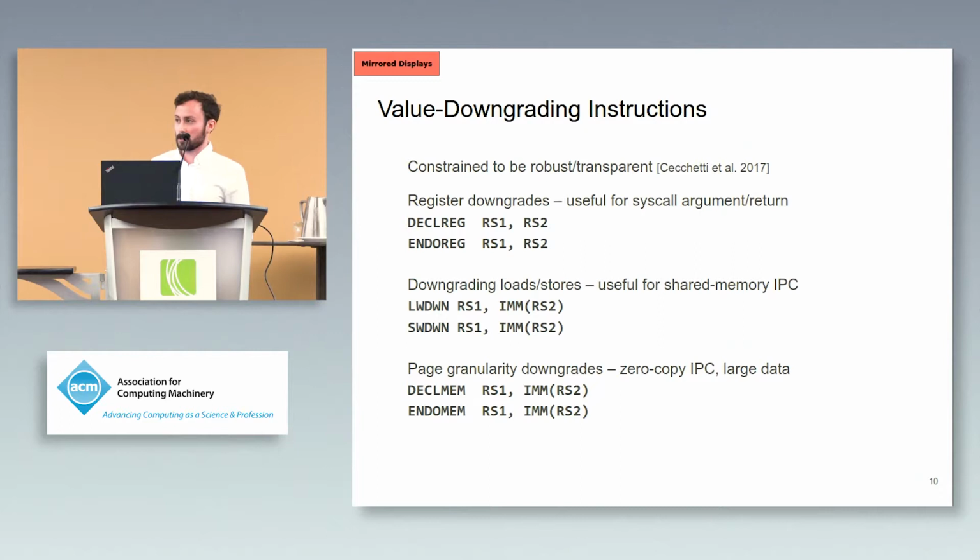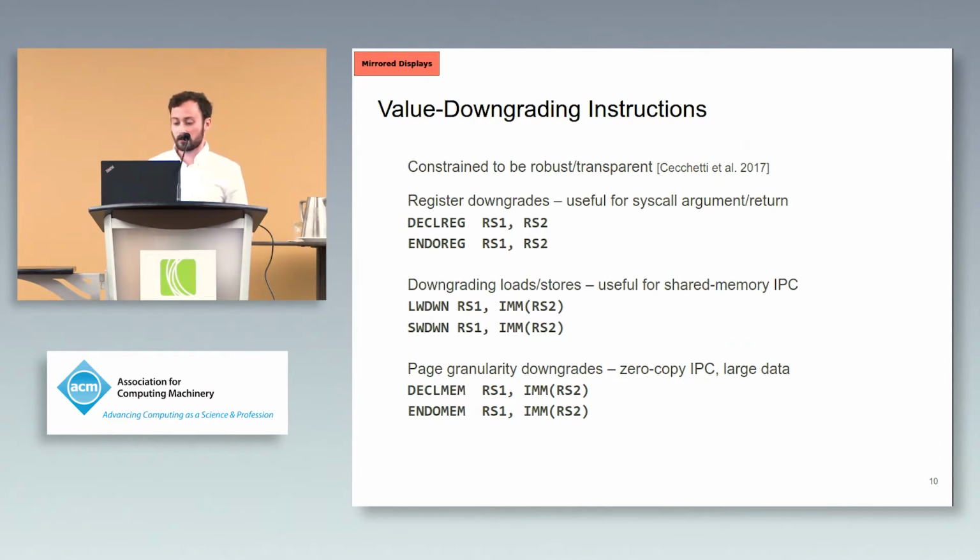So these preconditions ensure that the policy is enforced strictly, but non-interference is too restrictive because it prevents communication between different parties. So we need to be able to downgrade information to support inter-process communication and system calls. There are two forms of downgrading instructions in the Hyperflow ISA. The first are instructions for downgrading values.